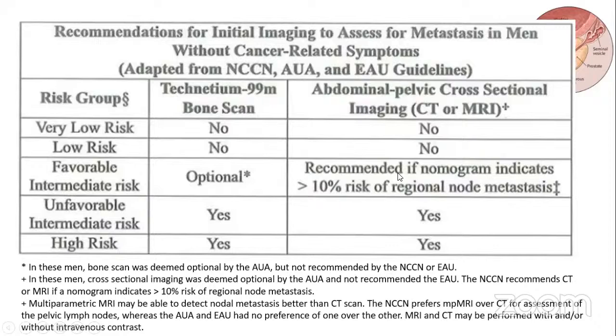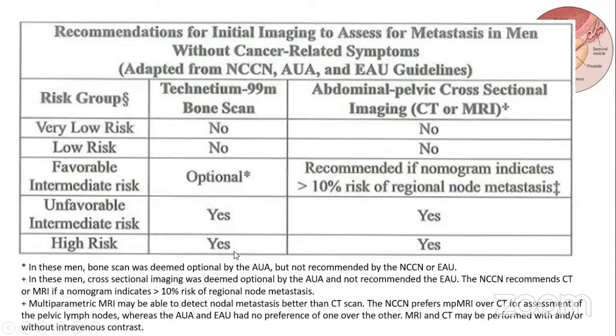Okay, so AUA recommends abdominopelvic cross-sectional imaging if favorable intermediate risk, but the EAU does not recommend this. NCCN is as well, recommended if the nomogram indicates more than 10% risk of regional lymph node metastasis. Unfavorable intermediate risk or high risk: yes, we can do technetium and we can do CT or MRI in both groups.